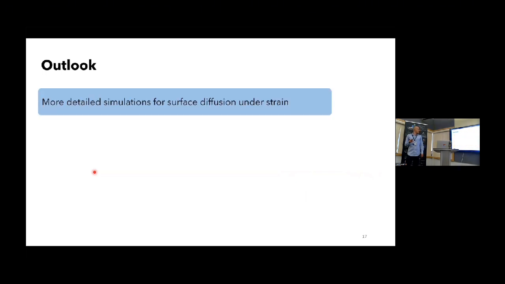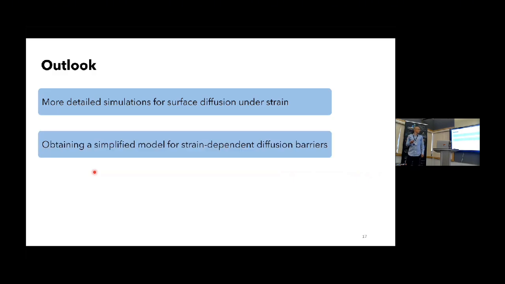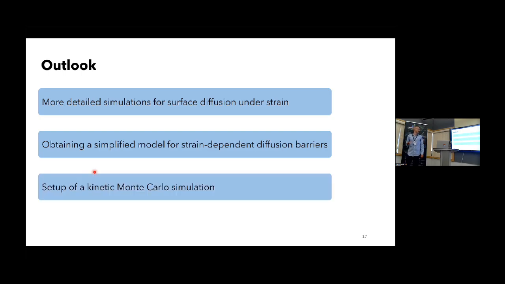For our outlook, we of course want more detailed simulations for surface diffusion and strain. So maybe we get another DFT code which is able to calculate strained geometries more easily. Maybe even obtaining a simplified model for strain-dependent diffusion barriers. So if there are many species which show this quadratic curve, maybe we can use this as an approximation for every species. And of course, set up the kinetic Monte Carlo simulation once all the simulation work is done.